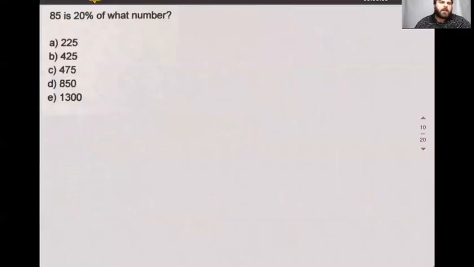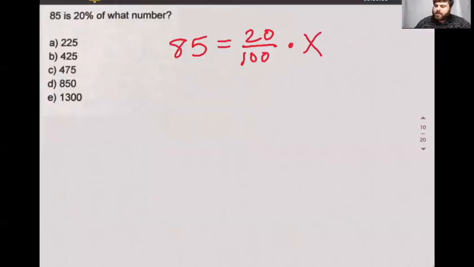All right, 85 is 20% of what number? All right, this is a simple word, number sentence that we have in words. We just need to convert to an equation. So remember our conversions here. 85 is means equals 20%. That's 20 divided by 100. Of means multiply, and number means x.